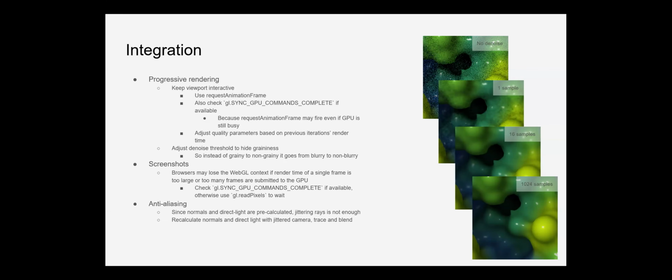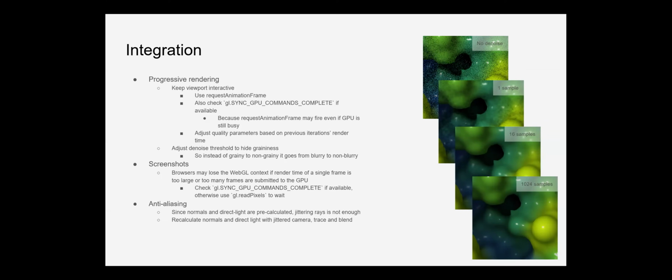And then for screenshots, we want to take as many samples as are needed to get a converged image. We found that if we just do many samples in one go, the browsers don't seem to like that, and they just crash. So we again submit it to the GPU in small chunks and wait in between, either using a fence, or in WebGL 1 we just brute force it by calling read pixels.